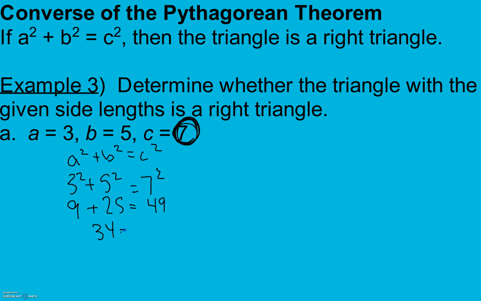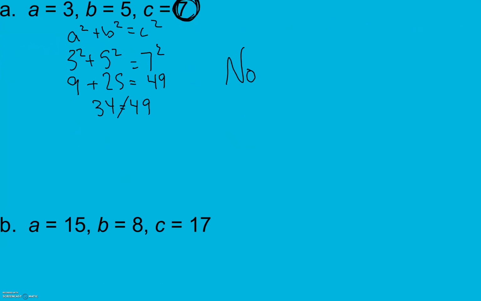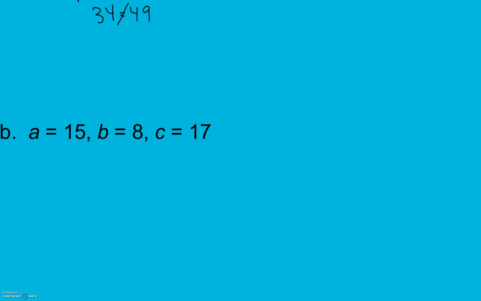We simplify. 3 squared is 9, 5 squared is 25, and 7 squared is 49. Add them up and we get 34 equals 49. Since 34 does not equal 49, the Pythagorean theorem is not right, and that means it's not a right triangle. Okay? If it's not a true statement with our Pythagorean theorem, then it is not a right triangle. We can try it again here for b.